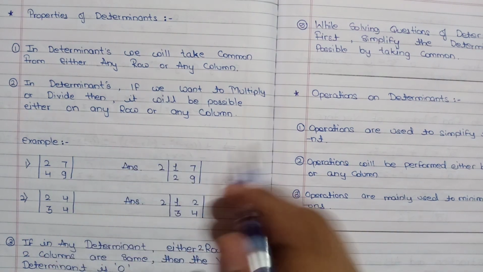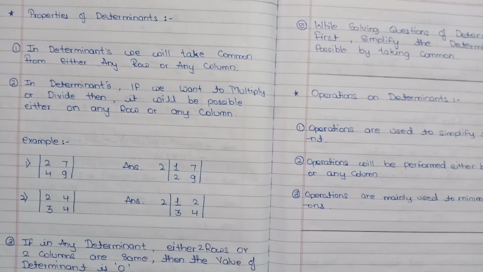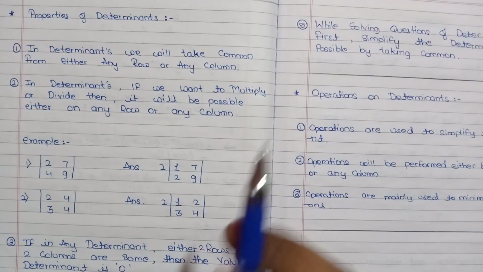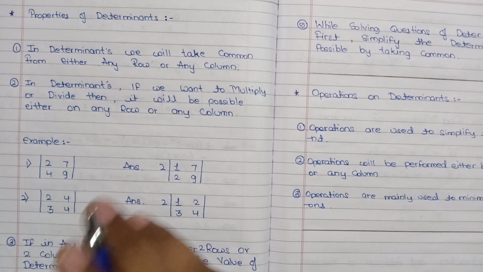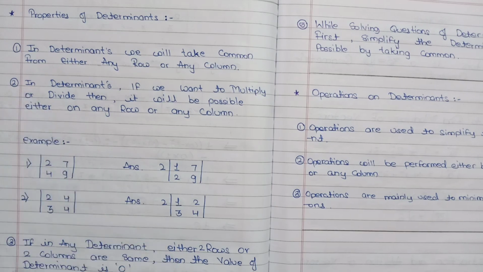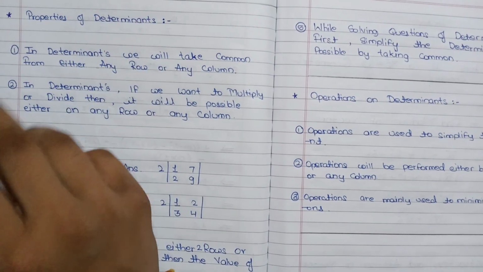So now we are going to see some properties of determinants. Properties are very important in each and every topic. In the last lecture when I taught you logarithm, there also I told you how important the properties are. So here we'll see the properties. One more thing, here properties don't mean formulas. Here properties are just properties and not formulas. So it is the same as in logarithm.